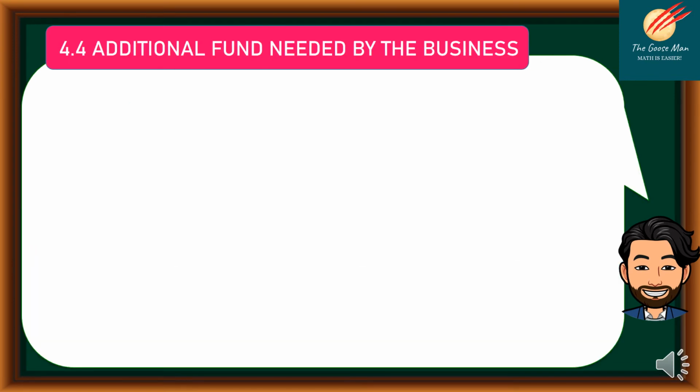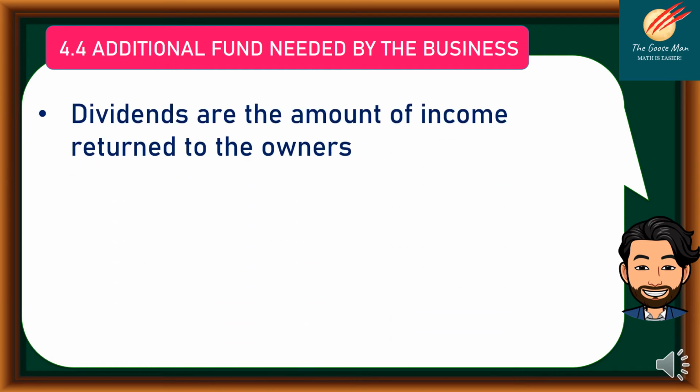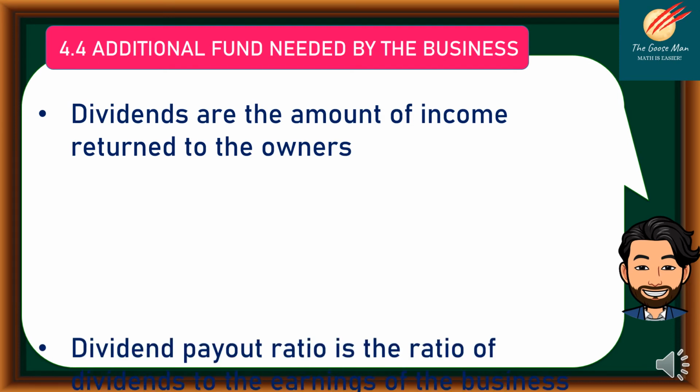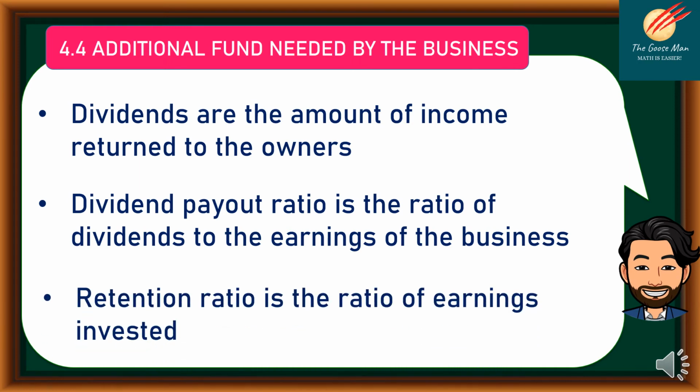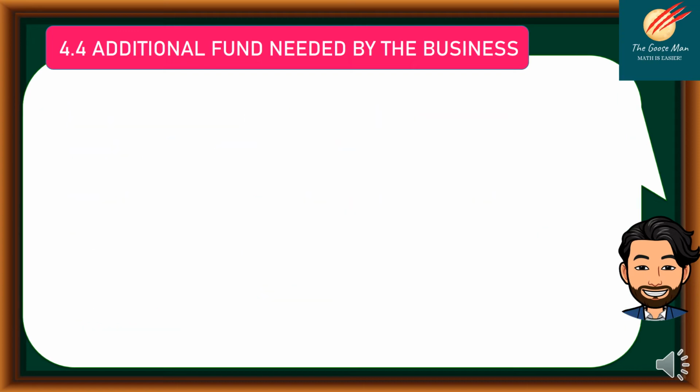Now that we know already our labor costs as well as the cost of materials, let's move on now to additional funds needed by the business. Whenever we say that, dividends are the amounts of income returned to the owners. Also, dividend payout ratio is the ratio of dividends to the earnings of the business. And finally, retention ratio is the ratio of earnings invested.